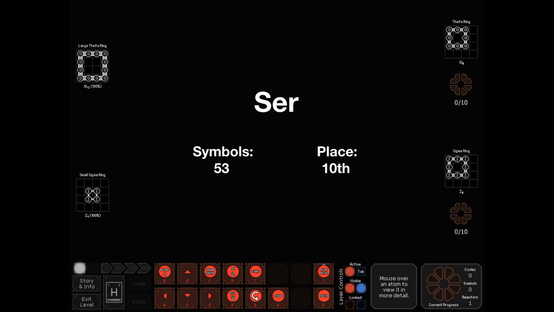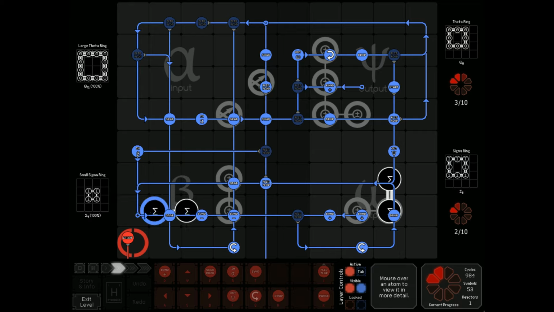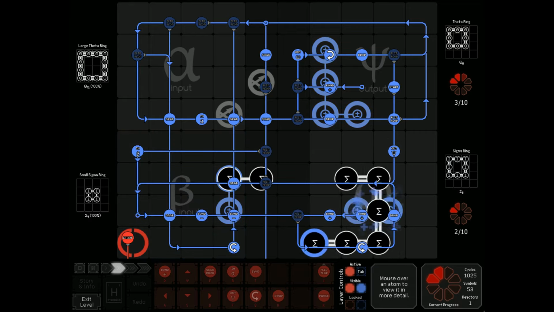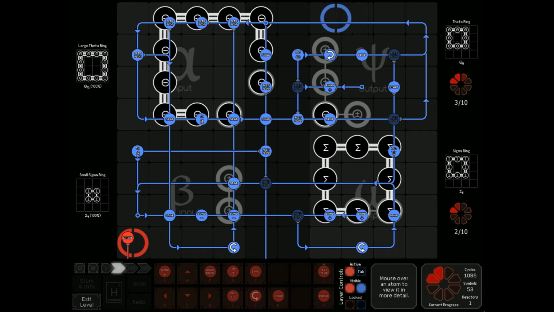Ser doesn't actually use the red Waldo at all, instead using the blue Waldo for everything. Also, the sigma rings are split into atom pairs to form a full ring, rather than bonding the two rings directly together. The Waldo alternates between both of the rings, resulting in both outputs being produced at the same rate.